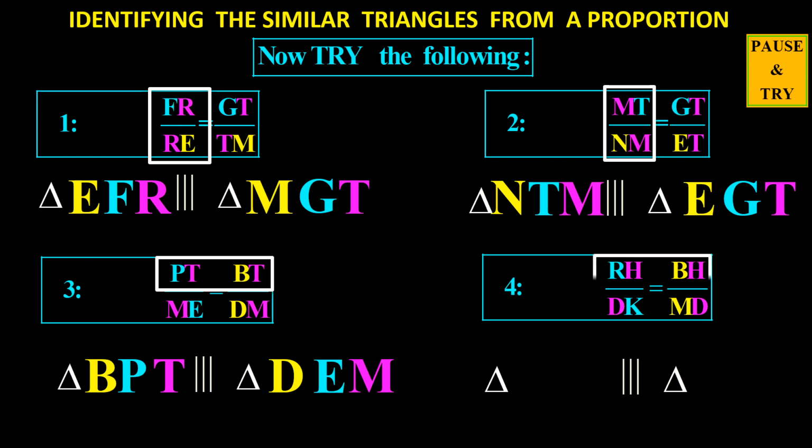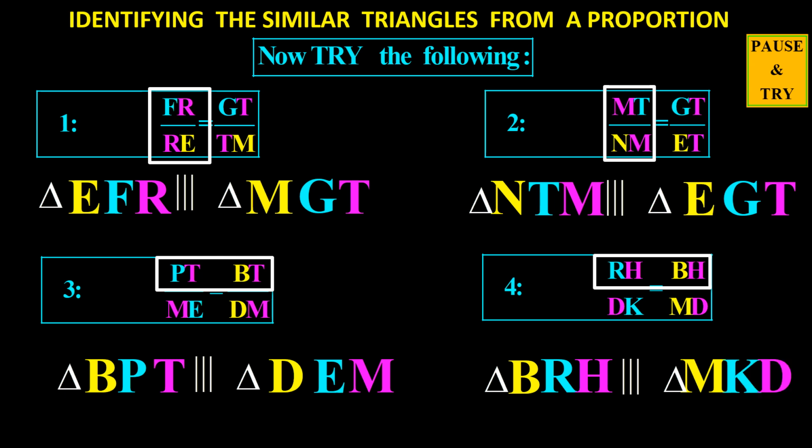There again, I take RHB. So opposite RH, B. Opposite BH, R. And then a H. DKMD, so opposite DK is a M, opposite MD is a K, and then I'll need a letter D. So you can see you can do this very quickly. You just need to practice it, and you can master this quite easily.